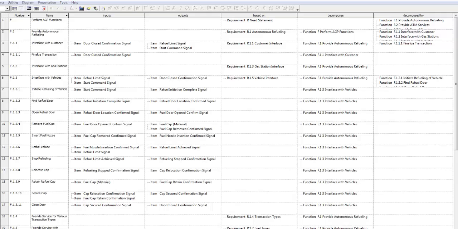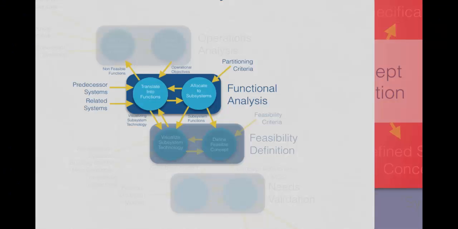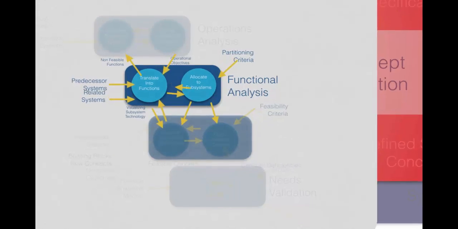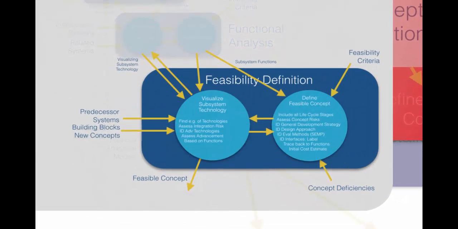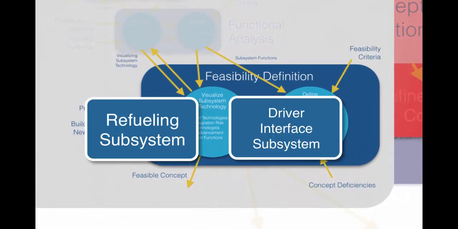Let's continue our systems engineering discussion. It is at this point I'm going to allocate the refueling functions into a refueling subsystem and the driver interface functions to a driver interface subsystem. For the refueling subsystem, I have to ask myself what technology exists out there that can perform each one of these functions. Can a robot arm by itself perform all these functions?